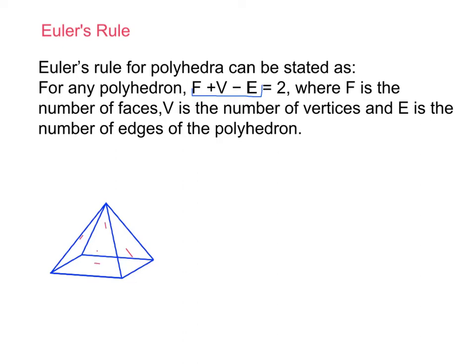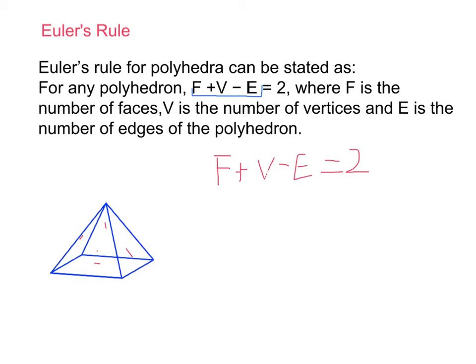So first let's substitute. We'll write it down. F plus v minus e equals 2. So if the polyhedron is correct, it means that the number of faces plus the number of vertices minus the edges should equal 2. If it doesn't equal 2, then Euler's Rule does not apply. So that's the formula we're working with. Now let's apply it to our shape here.